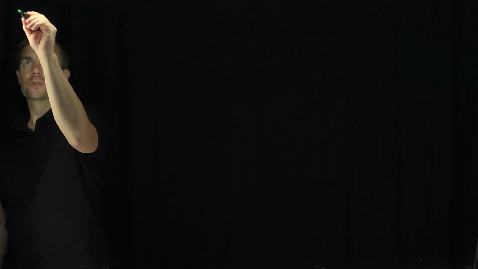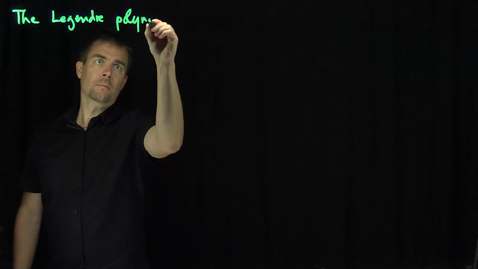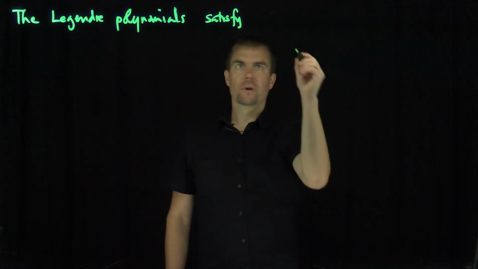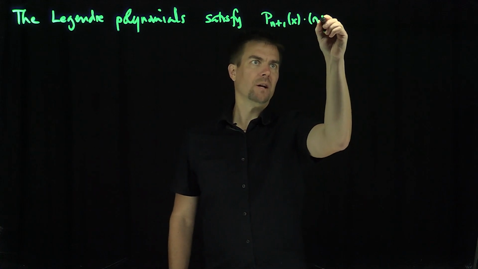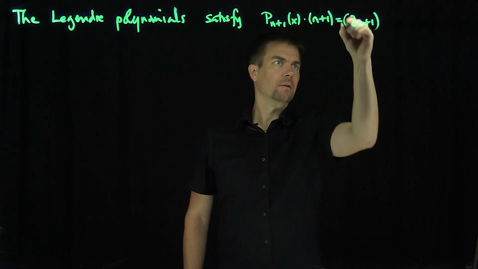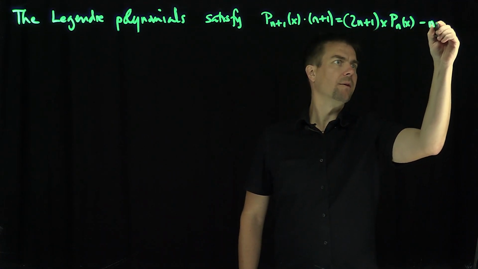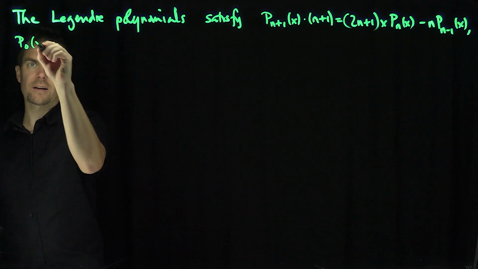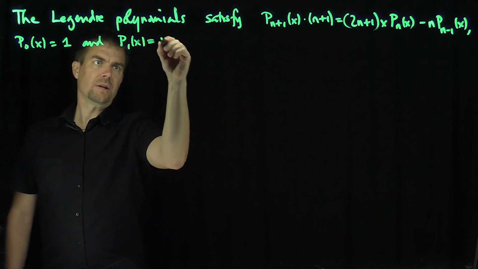Hello students, in this video we'll find the generating function for the Legendre polynomials. Let's recall the Legendre polynomials satisfy the recursion relationship that (n+1) P_{n+1}(x) is equal to (2n+1) x P_n(x) minus n P_{n-1}(x), with the initial conditions that P_0(x) is equal to 1, and P_1(x) is equal to x.